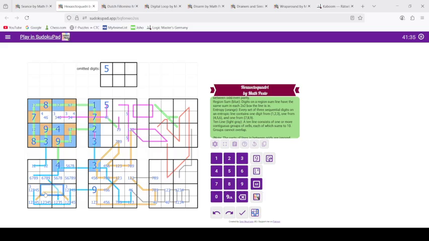Neither of these can be 1, 2, or 3. So this one has to be 1, 2, or 3. One of these is a 5 or a 6. The other is 7, 8, or 9.